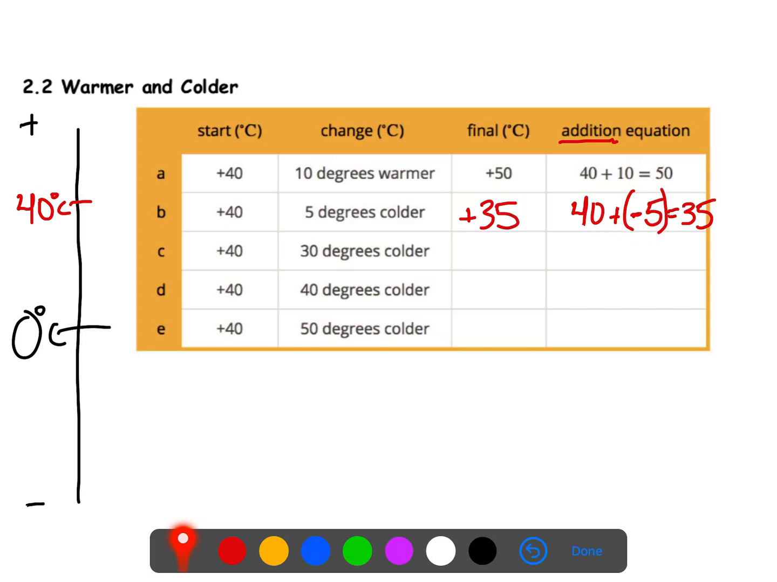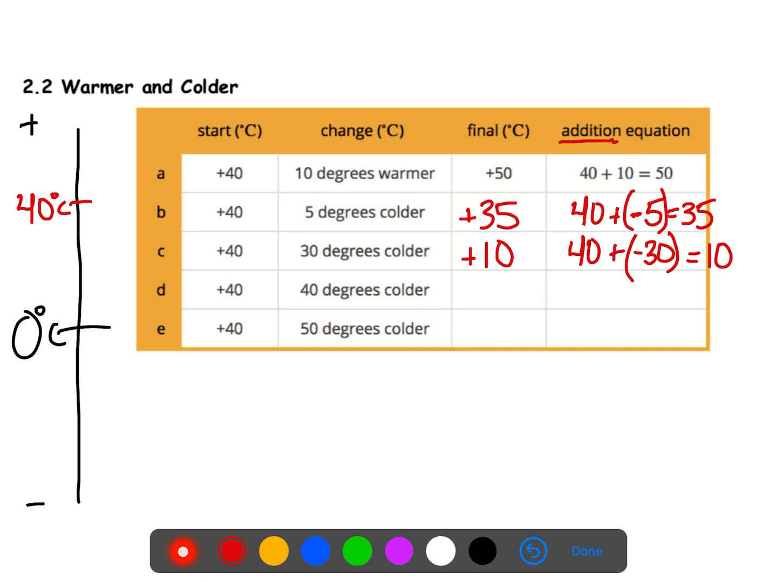All right, the next one, we're going to get 30 degrees colder. Again, we're dropping. We're going to drop 30 degrees, 10, 20, 30, and that's going to leave us at still positive 10 degrees. And we would write that addition equation as 40 plus negative 30 to do our addition equation, but still get a drop in temperature, and that equals 10.